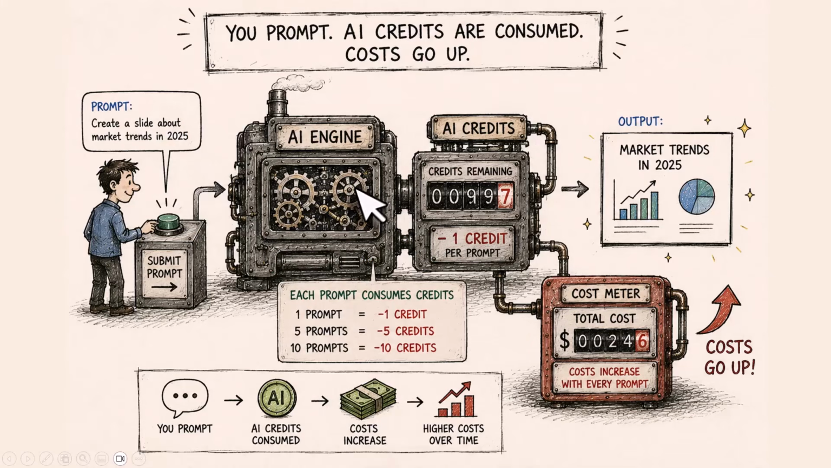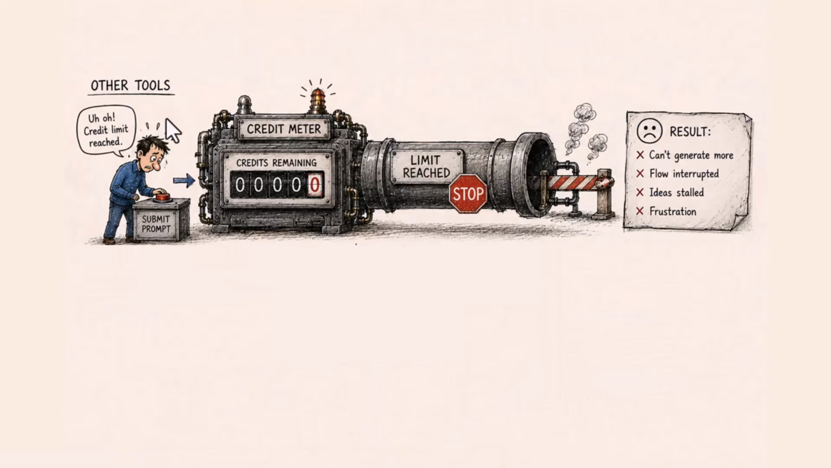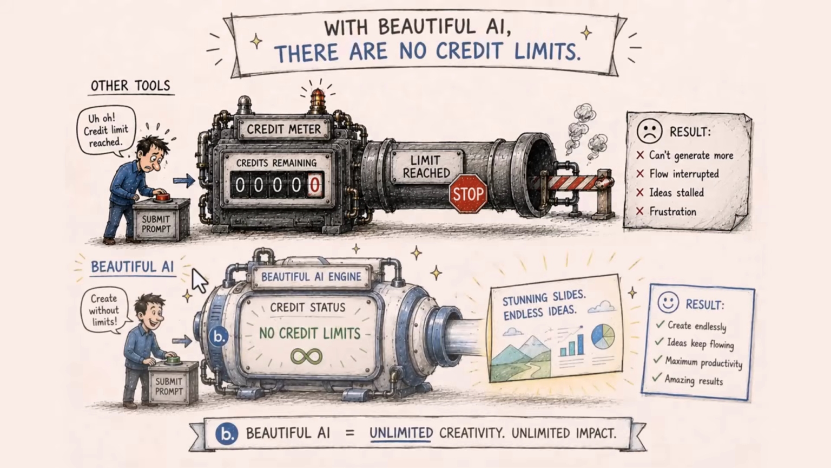Not just this, with other AI slide generation tools, every time you submit a prompt, AI credits get consumed, which means the more times you prompt for revising your slides, the more cost you end up paying. Right in the middle of creating your presentations, you hit that nasty limit reached warning, which means you can't generate more, the flow gets interrupted, the ideas get stalled, and you end up getting frustrated. But with Beautiful AI, there are no credit limits, which means you create endlessly, ideas keep flowing, your productivity is maximized, and you get amazing results.